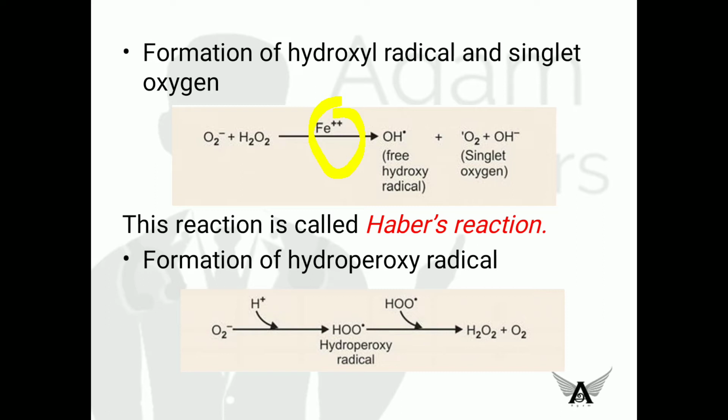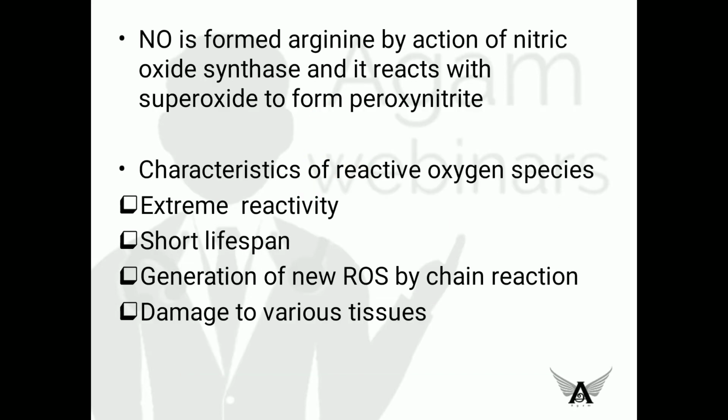Okay, next is the formation of hydroperoxy radical. In this, whenever superoxide anion radical accepts a hydrogen, it forms hydroperoxy radical. Okay, nitric oxide is formed from arginine by the action of nitric oxide synthase enzyme. And whenever this nitric oxide reacts with superoxide, it forms peroxynitrite.